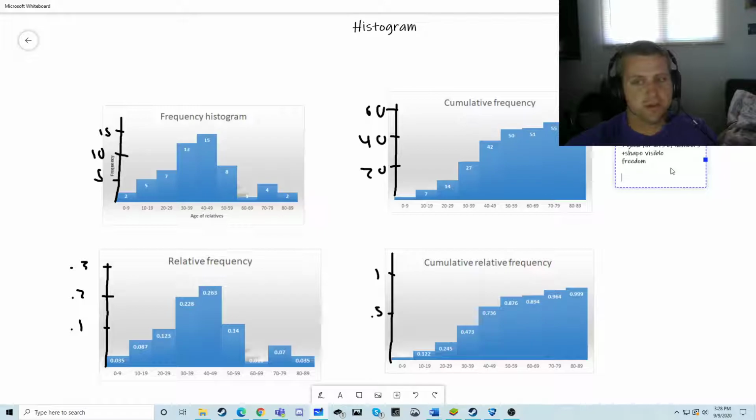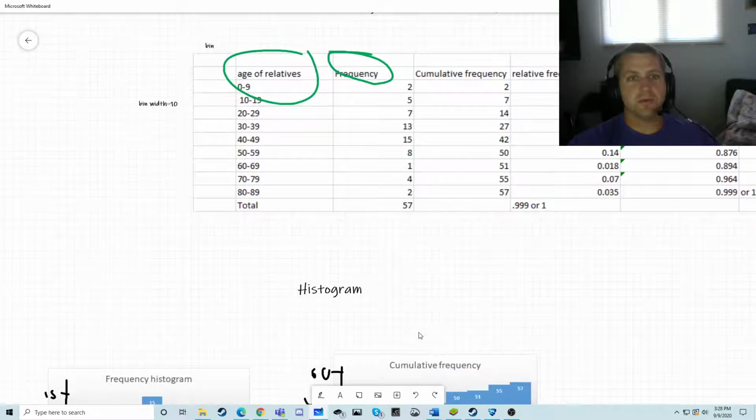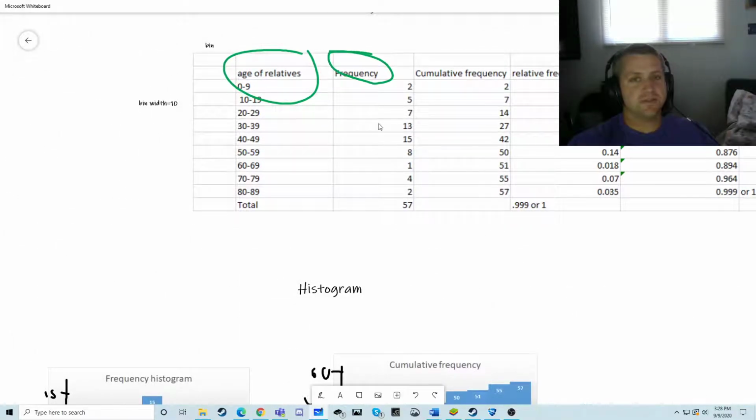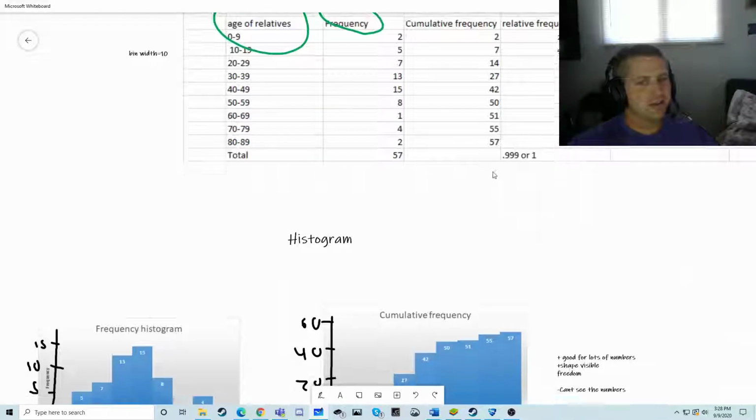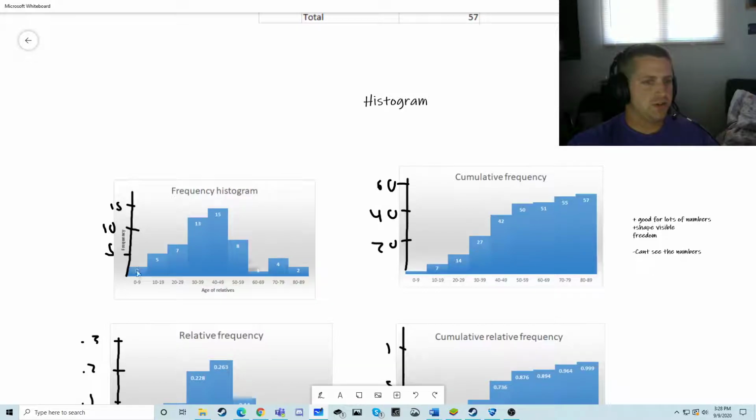But with this histogram comes downsides. You actually can't see the individual numbers. If I don't have my actual data sheet up here that tells me how many there are, like this doesn't even tell me. I don't know what age those two people are. I just know they're somewhere between 0 and 9. Same thing here. I don't know what age those two people are. I just know they're somewhere between 0 and 9. Those 13 are somewhere between 30 and 39.